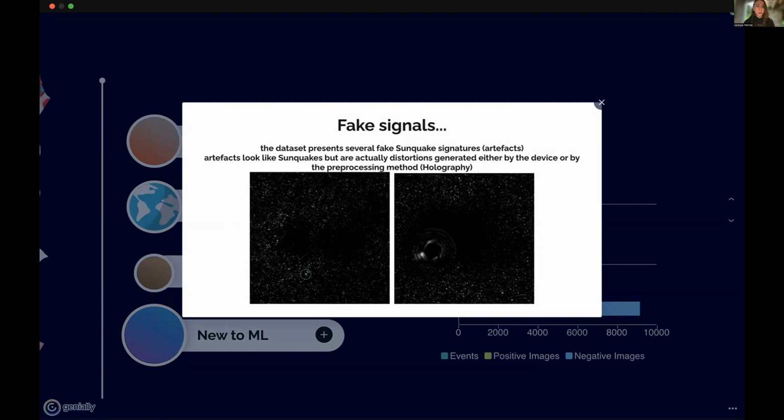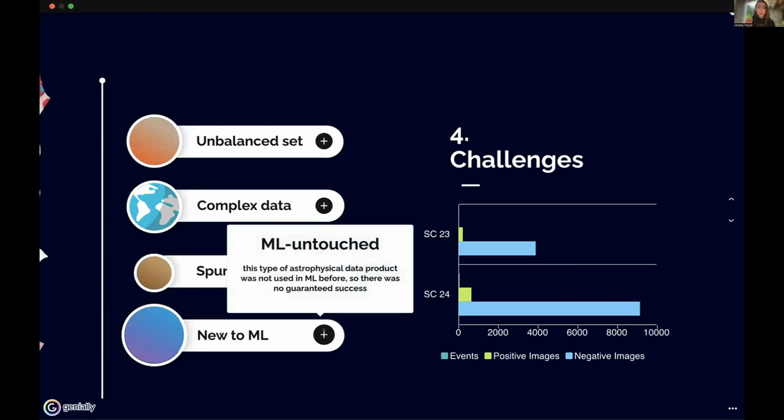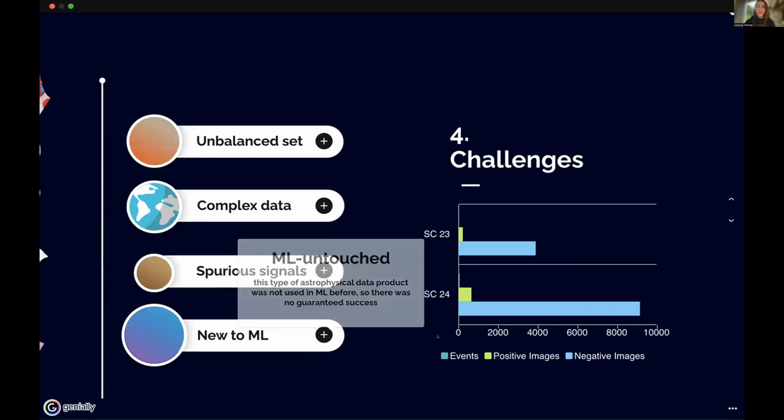For instance, there are situations where the exact same characteristics of a Sunquake signature are present in our images, but are not right inside the AR, but rather on the edge, maybe characterized by a vortex-like movement, which are fake signals, but that we wanted to leave there so that our models would learn that they are not correct Sunquake signatures. Now, last but not least, before we started this, we didn't know any other machine learning applications for this data, so there was no guaranteed success back when we started.